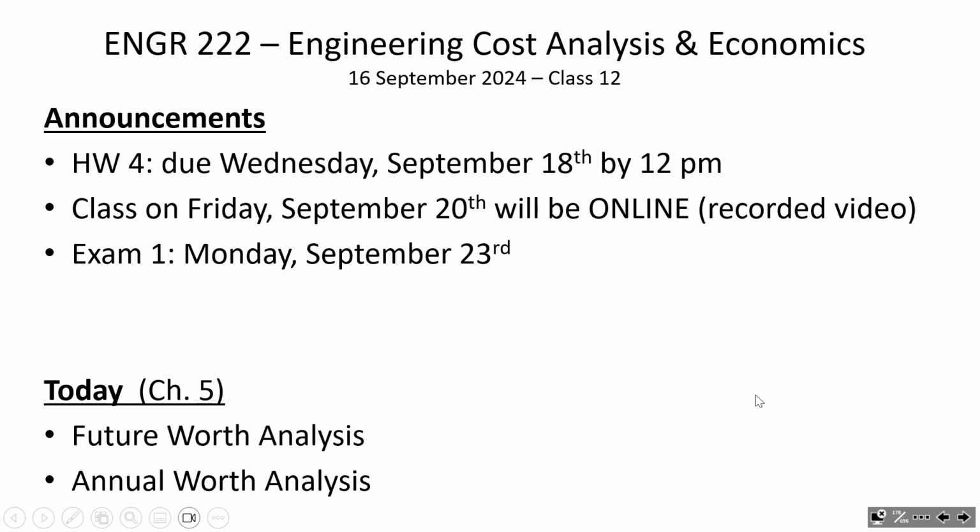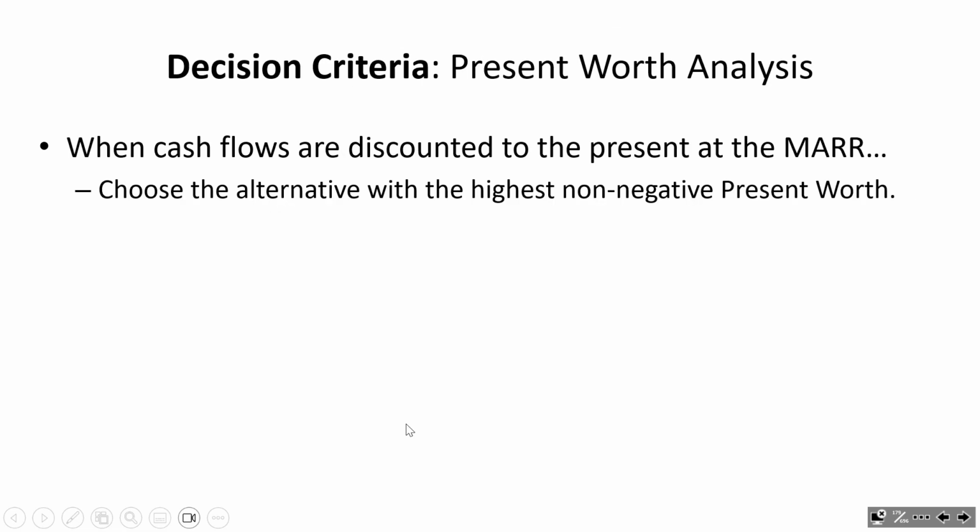All right. Today we're going to talk about future worth analysis and annual worth analysis. And remember, when it says analysis, that generally means that you're comparing alternatives. And so a method is what you use to find the present value or the future value. But then analysis means applying a decision criteria to choose between multiple options.